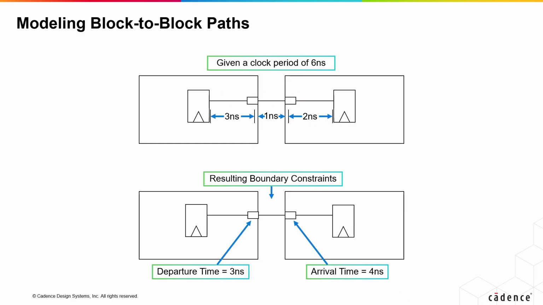Given a 6 nanosecond clock period, we partition the end-to-end path into 3 nanoseconds inside the source block, 1 nanosecond across the boundary interconnect, and 2 nanoseconds inside the destination block. This budgeting yields boundary constraints. The signal must depart the source block boundary by 3 nanoseconds after the launching clock edge and arrive at the destination block boundary by 4 nanoseconds. That is 3 nanoseconds plus 1 nanosecond. Using departure and arrival times at the interfaces lets each block be implemented independently while preserving the full 6 nanosecond budget for top-level timing closure.